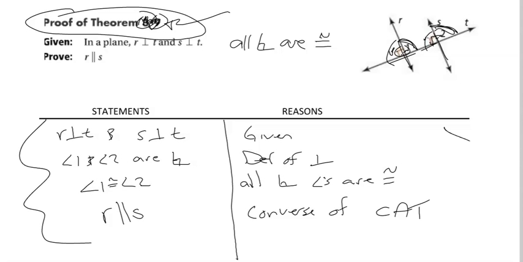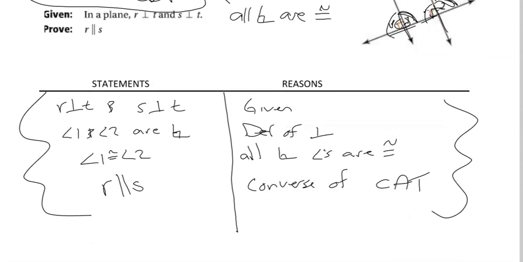Now that we've done this proof, we can use the theorem. So anytime you see two lines that are perpendicular to the same line on a plane, then you can say those two lines are parallel. You can use that theorem. Or we can just write out what the theorem says. Two lines perpendicular to the same line must be parallel.